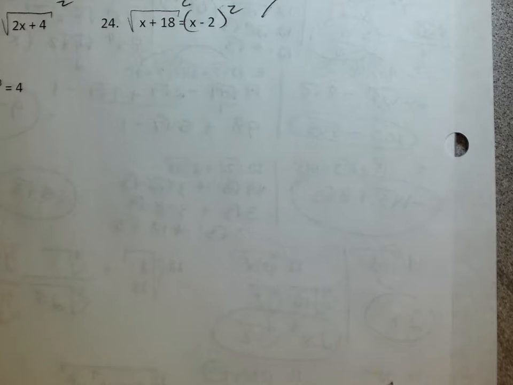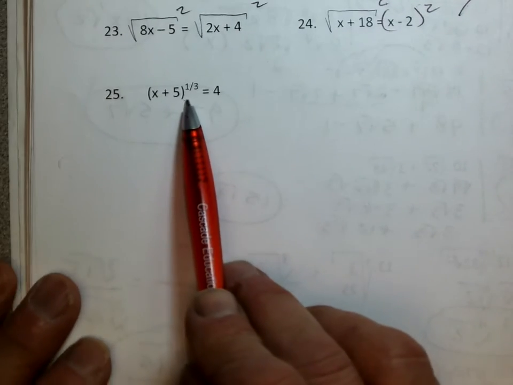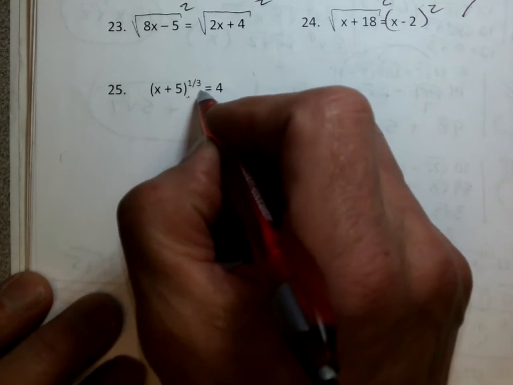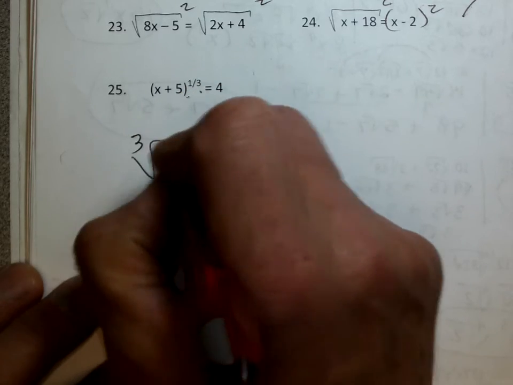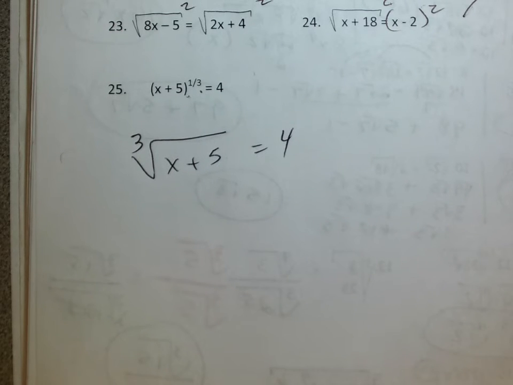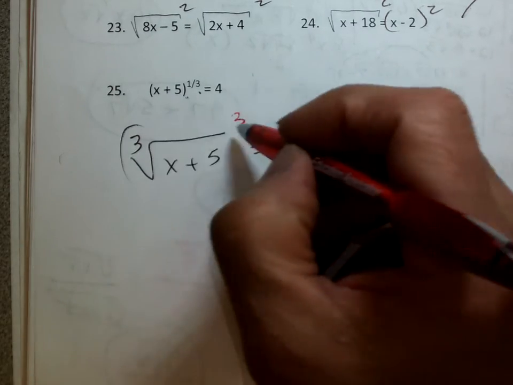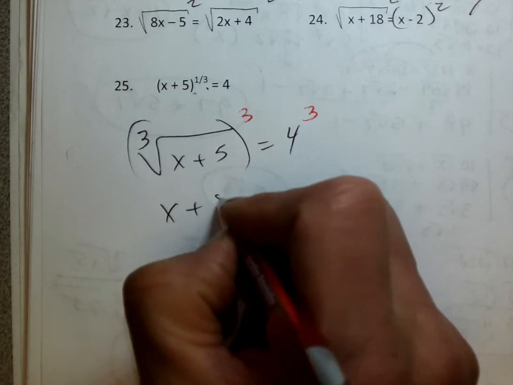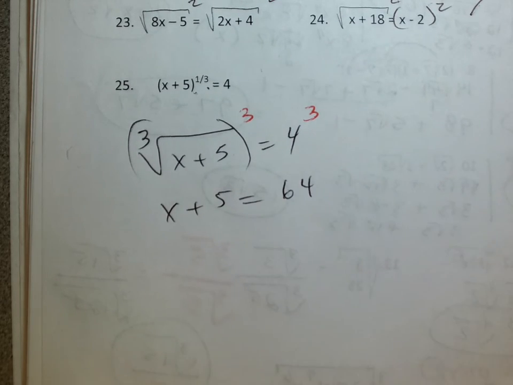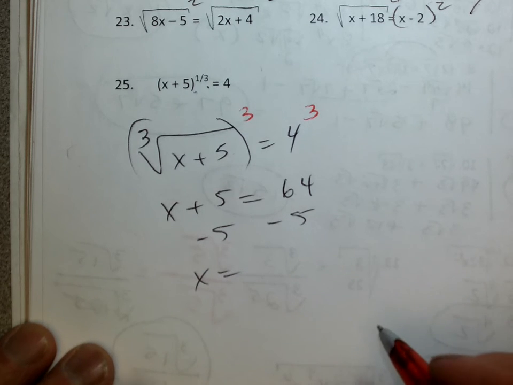All right. 25. Where's 25? Oh, yes, I'm blind. 25 is actually pretty easy. The 1/3 power is the same thing as cube root. We'll get rid of the cube root by cubing both sides, because that'll cancel it, right? So we'll be left with x plus 5 equals 64, because 4 times 4 is 16 times 4 is 64. Minus 5, x is equal to, what's that, 59?